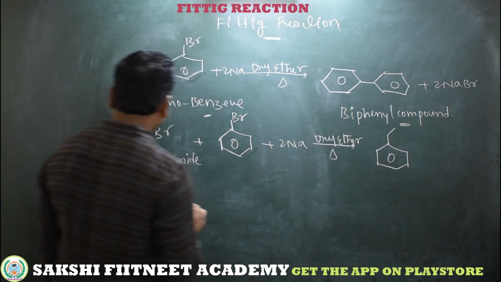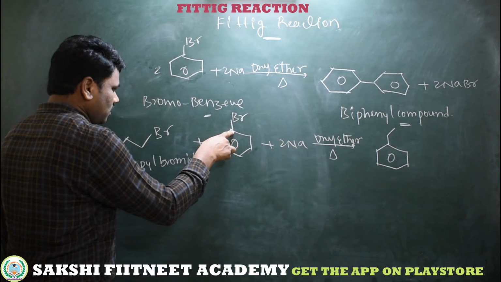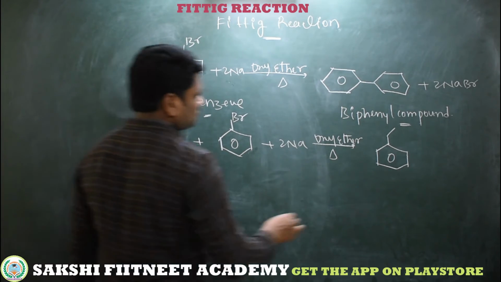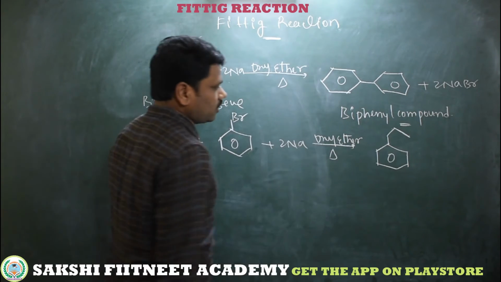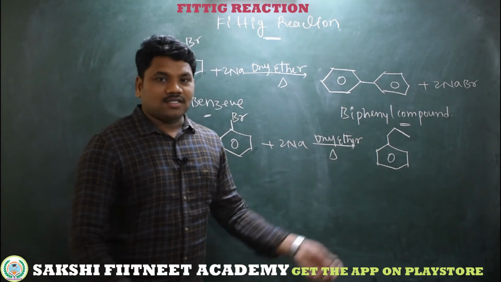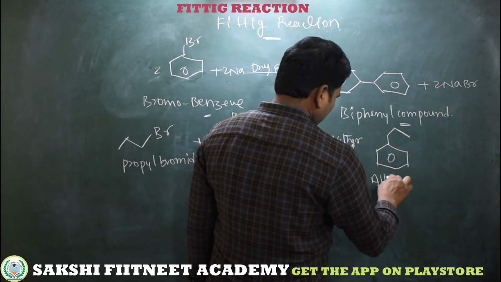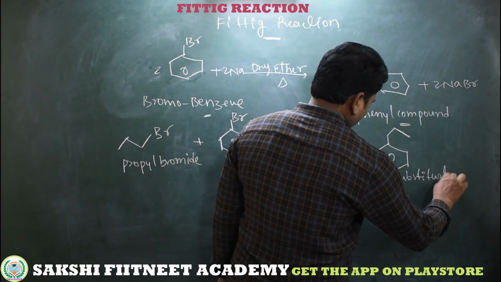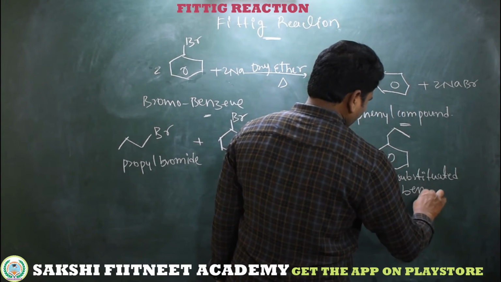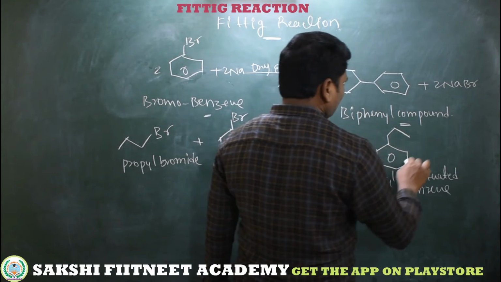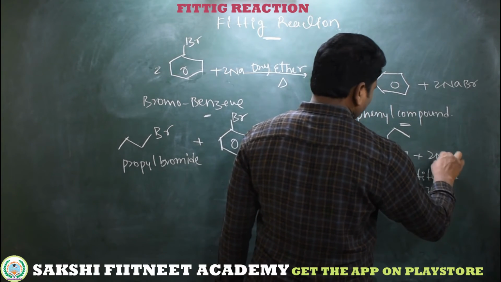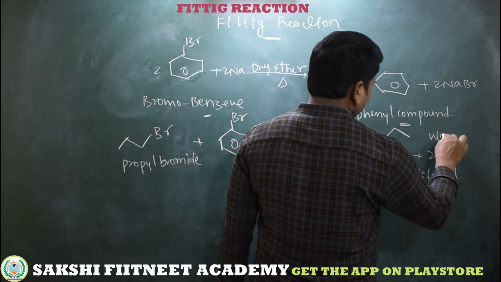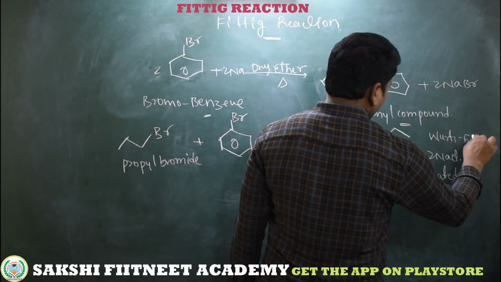So finally we will get an alkyl substituted benzene. So how many carbons? This carbon is going to bond with this carbon, coupling between this carbon and this carbon. So 1, 2, 3. So we got an alkyl substituted benzene. Along with that, 2 moles of NaCl is the common byproduct, that is salt. This is called Wurtz-Fittig reaction.